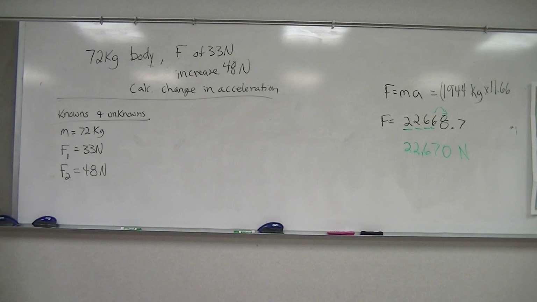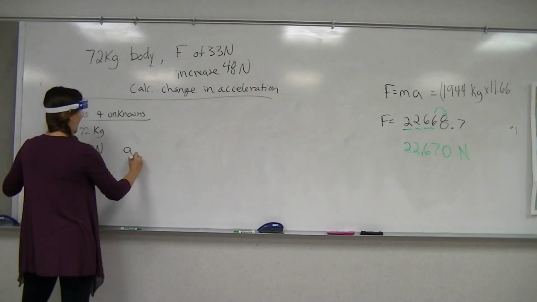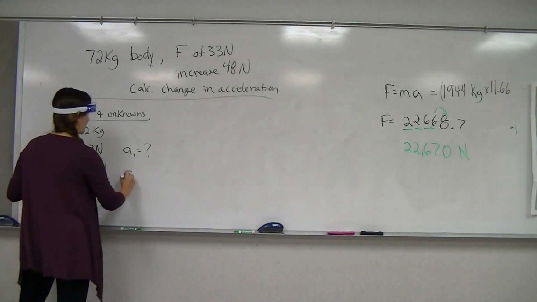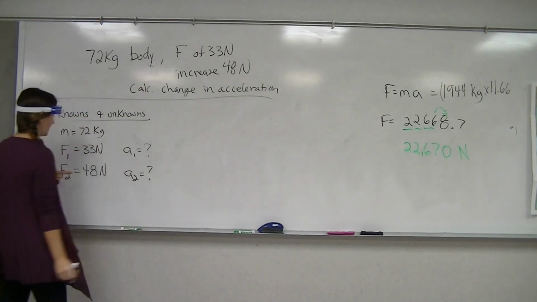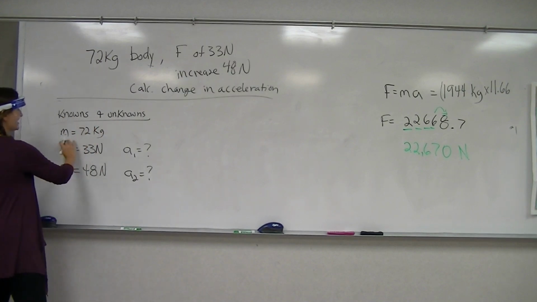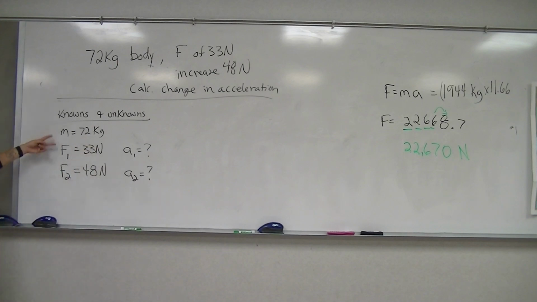It's asking us to calculate the acceleration. Since I have two forces, I'm going to have two accelerations. So A1 is going to be the acceleration at the 33 Newton force. A2 is going to be the acceleration at the 48 Newton force. Now the mass, this m, I'm going to use to calculate both. Why? Because the mass isn't changing. It's still the same body, no matter what force was applied to it.